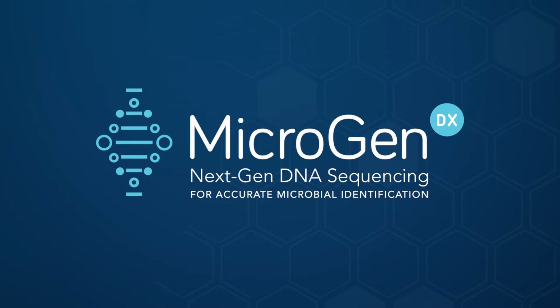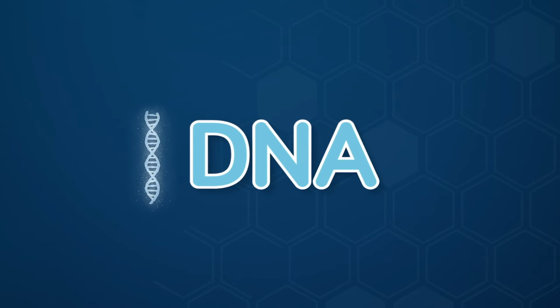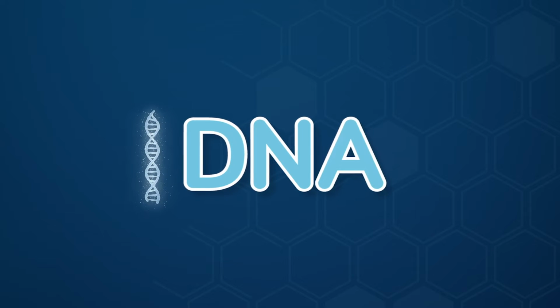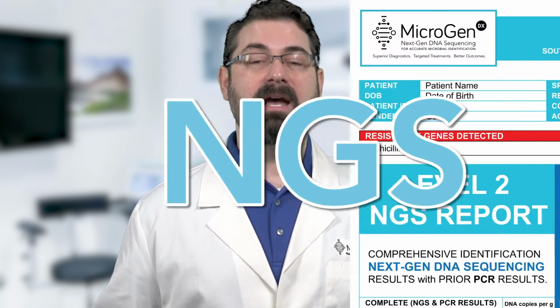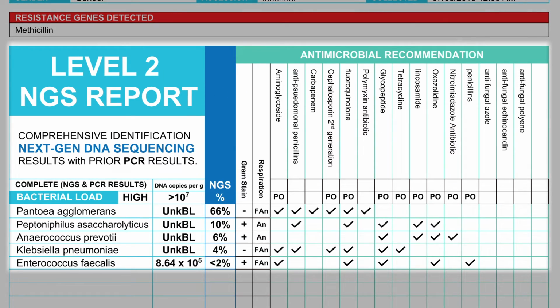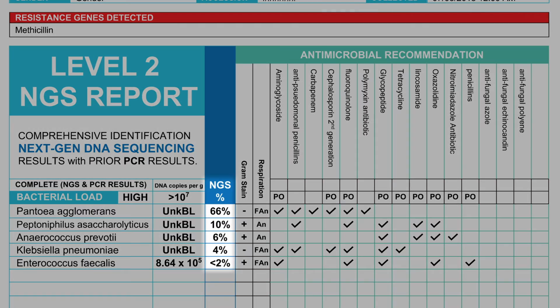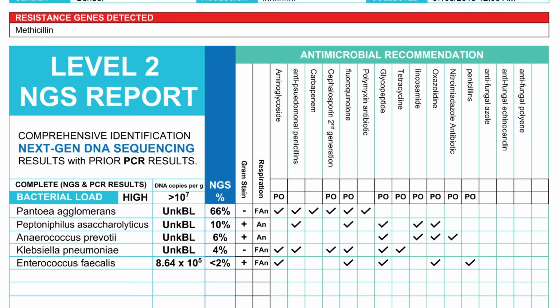Unlike PCR, MicroGenDX's next-generation DNA sequencing compares the DNA in a sample against our curated database of over 30,000 microbial species to identify all of the species in a sample. In fact, to date, MicroGenDX has identified more than 6,500 different species of bacteria and fungi in human samples. Our NGS test correctly identifies all of the microbes from each sample. The report even breaks down the percentages of the species detected, identifying the most dominant species contributing to the infection.